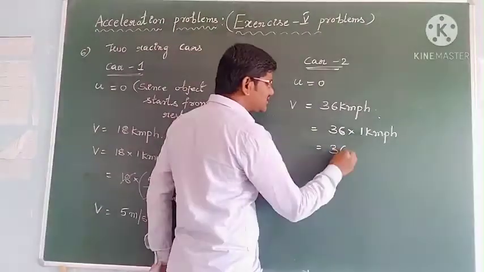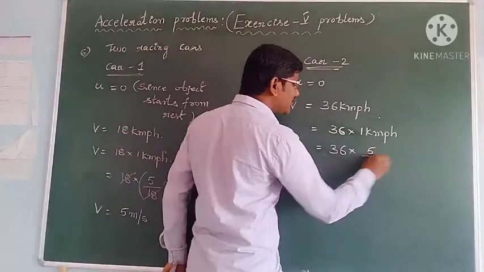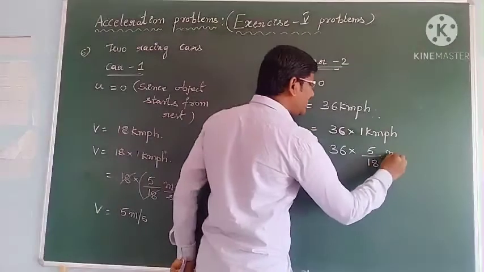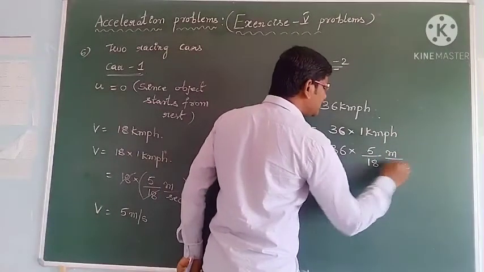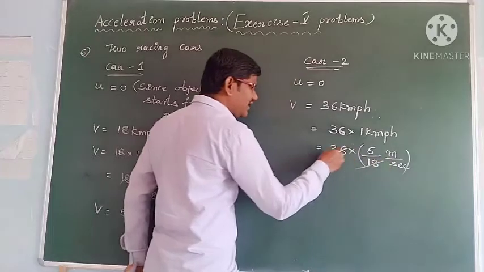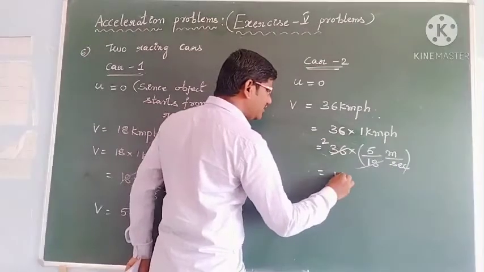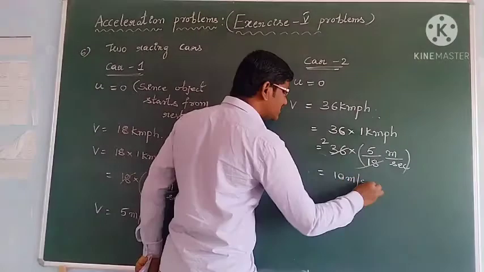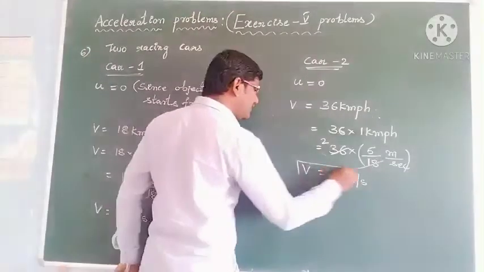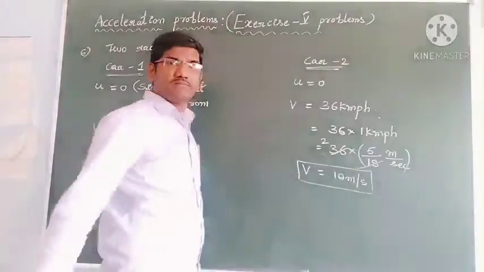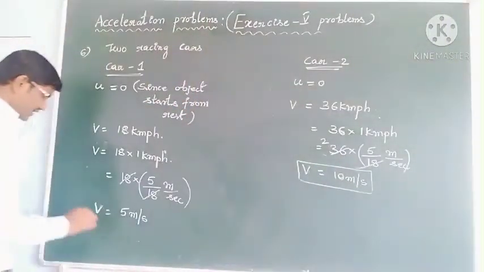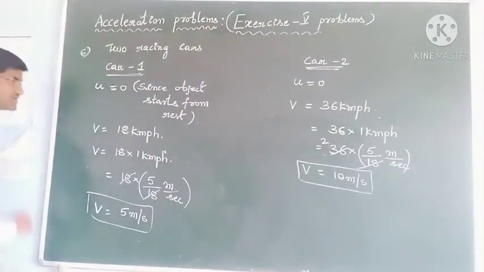Then 36 into 1 km/h, you write the value 5 by 18 meters per second. Then 18 2s are 36, 2 into 5, so you write it 10 meters per second. This is the final velocity. Okay students, and here also the final velocity is 5 meters per second.